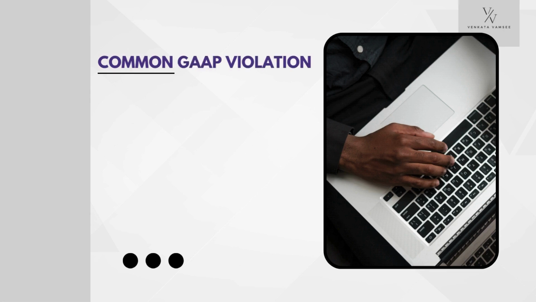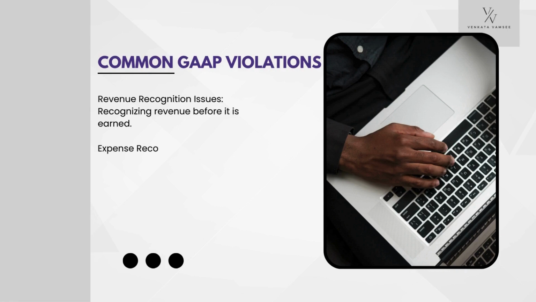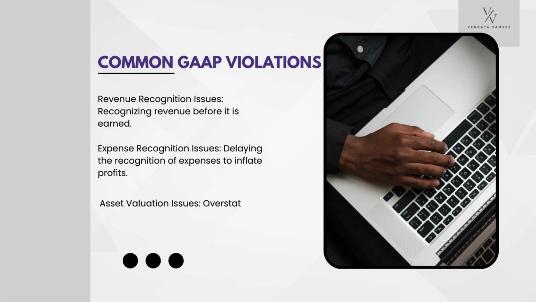Common GAAP violations. Revenue recognition issues: recognizing revenue before it is earned. Expense recognition issues: delaying the recognition of expenses to inflate profits. Asset valuation issues: overstating asset values or not recording impairments.